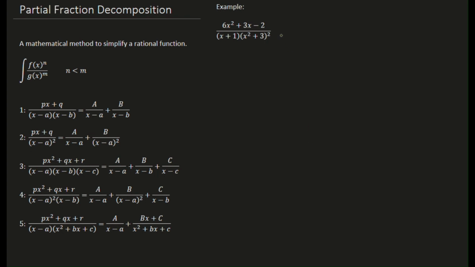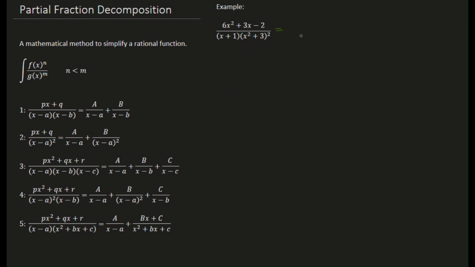It fits form 2 and form 5. It fits form 2 in the sense that I have this square outside one of my parenthesis sets. And it fits form 5 in that I have a square inside the parenthesis as well, or that this cannot be factored further using whole numbers.